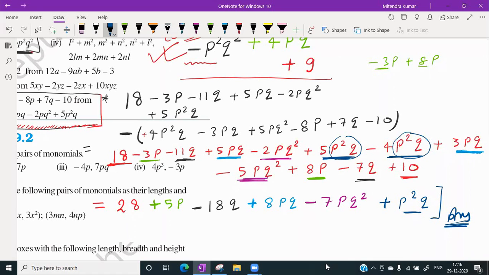Yes sir, look here: minus 18q plus 8pq minus 7pq square plus p square q, sir. Correct, correct. Your answer is correct. See here, I have written the same thing, right? I have written the same answer.